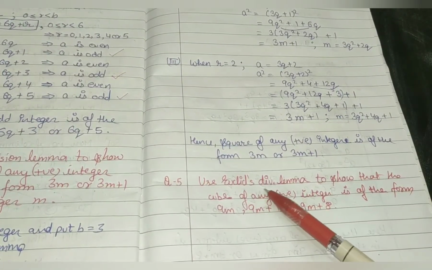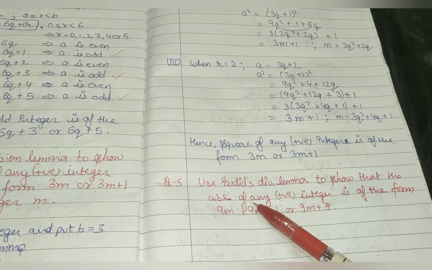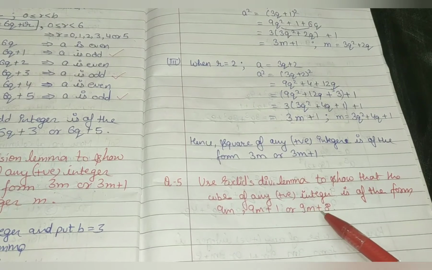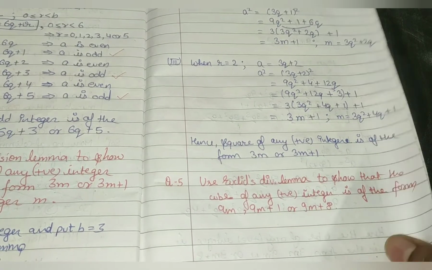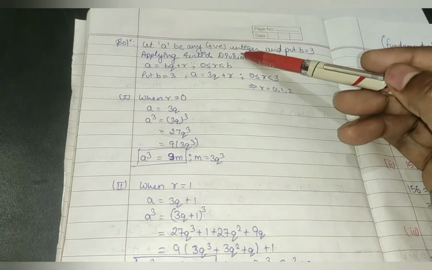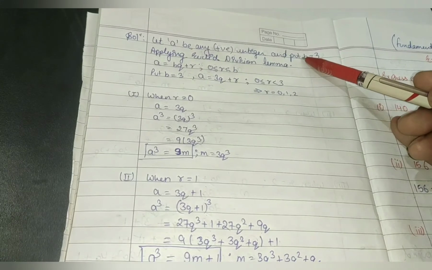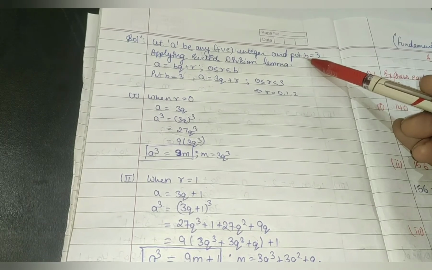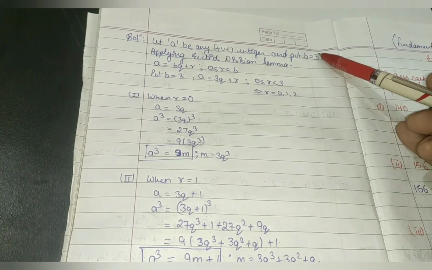Now see the next question. Under this what we have to show? By Euclid's division lemma, now the cube of any positive integer is of the form 9m, 9m plus 1 or 9m plus 8. Now you see the solution of this question. Again I am going to let a be a positive integer, where I am going to put b as 3. You know why 3? Because if I take it as 9, it will be very long and lengthy, because I would need to take the value of r as all values from 0 to less than 9. As you know 3 squared is 9, so I'm going to put b as 3.